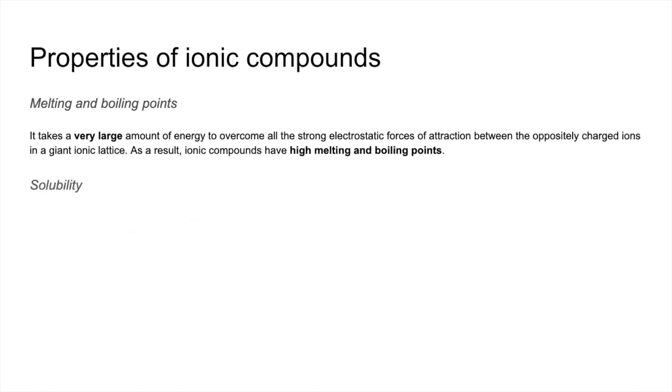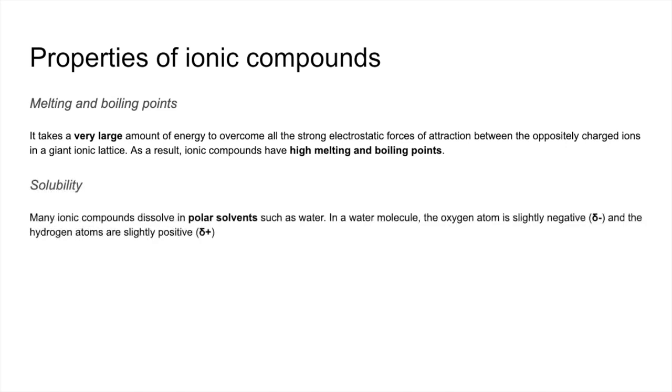Moving on to solubility now. Many, not all, but many ionic compounds dissolve in polar solvents such as water. In a water molecule you've got the oxygen atom, which is slightly negative. It's not a full negative charge, it's a slight negative charge, and we represent that with a delta minus. And the hydrogen atom is slightly positive, so we represent that with a delta plus charge.